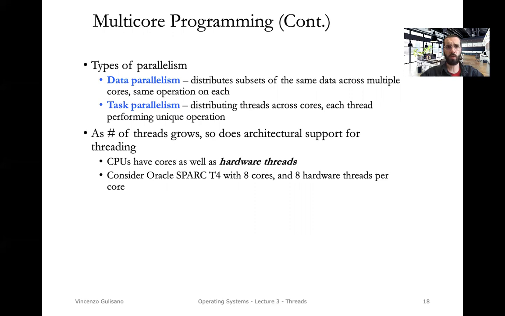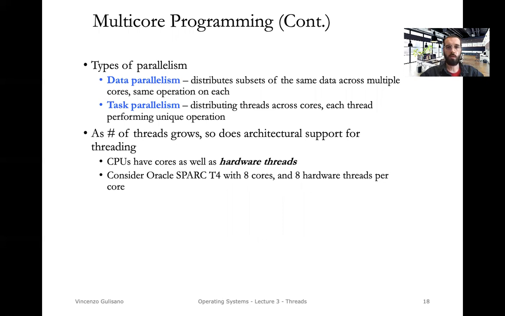An alternative to data parallelism is task parallelism. So in that case, you distribute different tasks to different threads. So you can have a thread checking for updates, another running the spell checker, and another one printing documents and so on, if we go back to our example about Microsoft Word, okay?